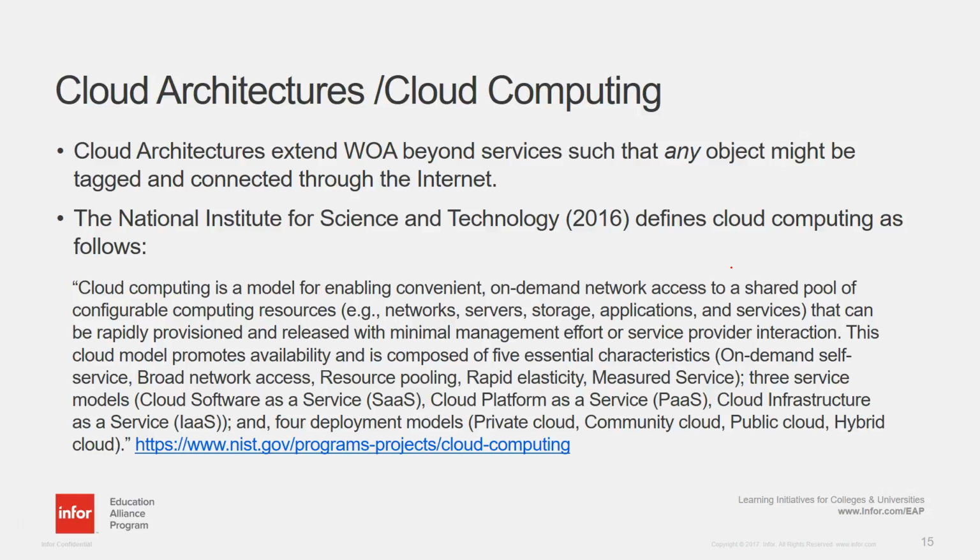Five essential characteristics: on-demand self-service, broad network access, resource pooling, rapid elasticity, which means it's very scalable, and measured service. And then there are cloud service models: software as a service, which is what our Cloud Suite Industrial is based on. We have platform as a service, which provides platforms such as Microsoft Windows or iPhone. iCloud is a good example. Cloud infrastructure as a service, IaaS.